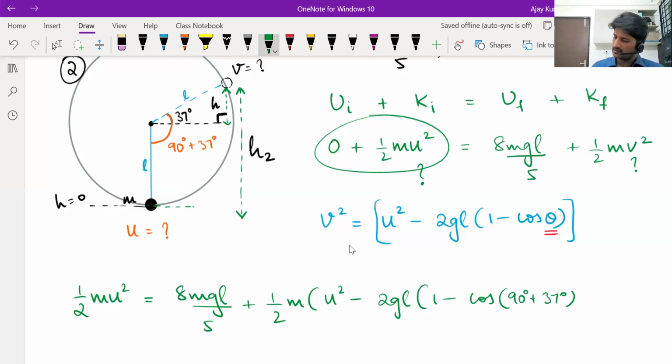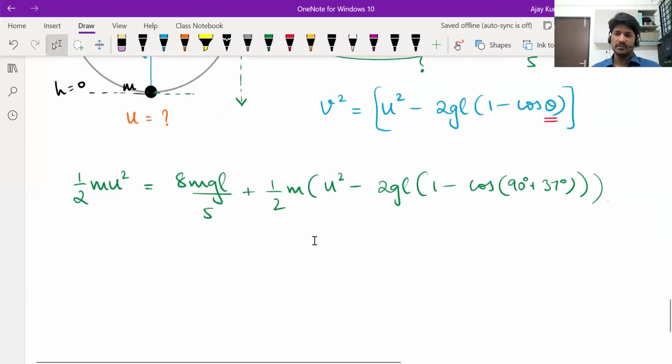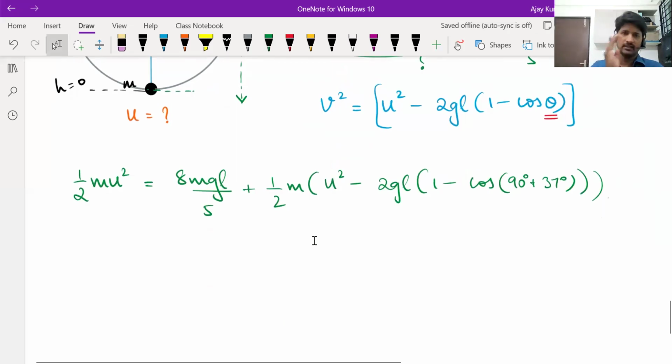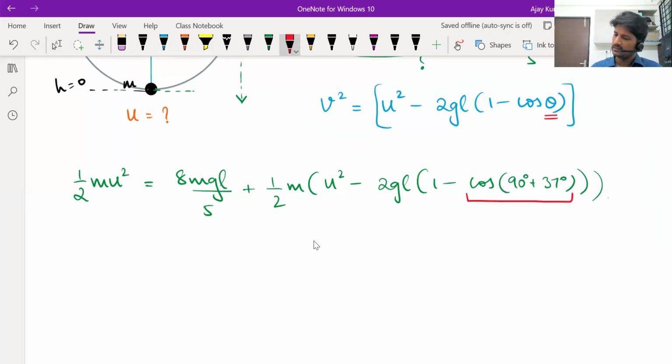Again, some trigonometry now. Cos of 90 plus theta. 90 plus theta takes it to the second quadrant. In the second quadrant cos is negative. Cos of 90 plus theta is actually minus sine theta. So minus sine 37 degrees. It's a trigonometric identity: cos 90 plus theta is minus sine theta. Now that minus and minus will get cancelled. Sine 37 is how much? 3 by 5. I'll make use of that.